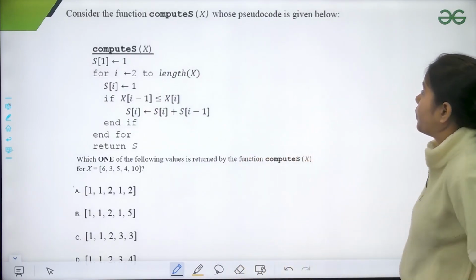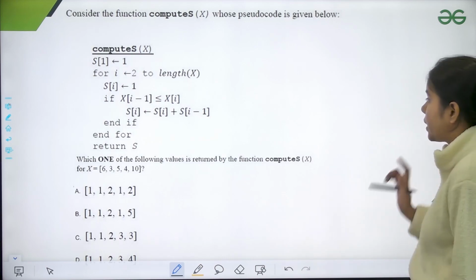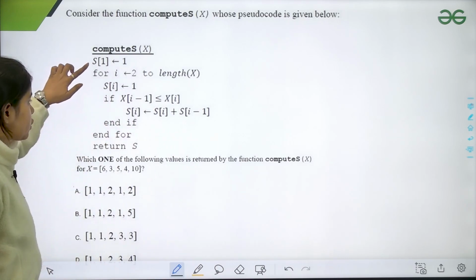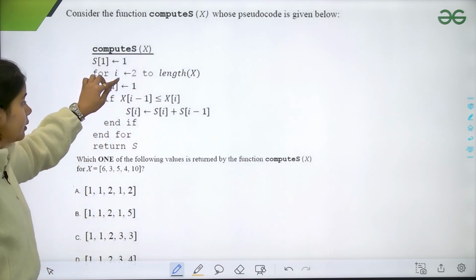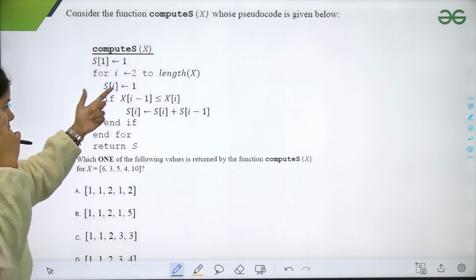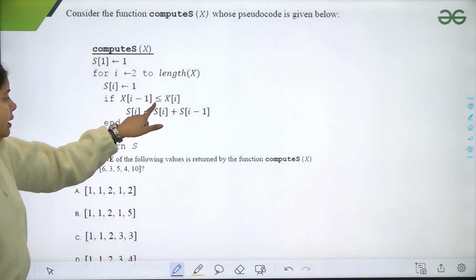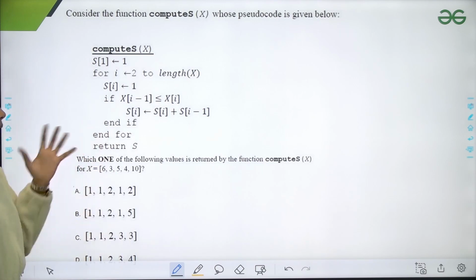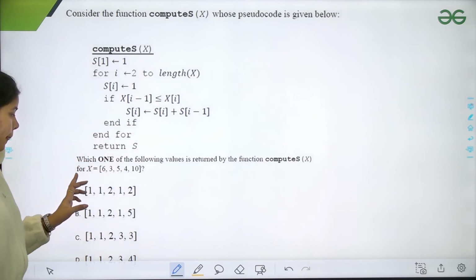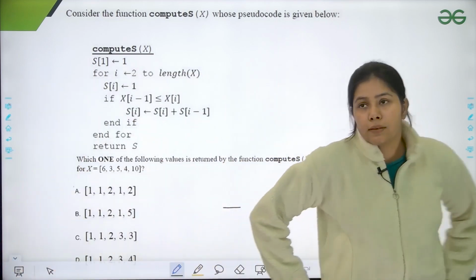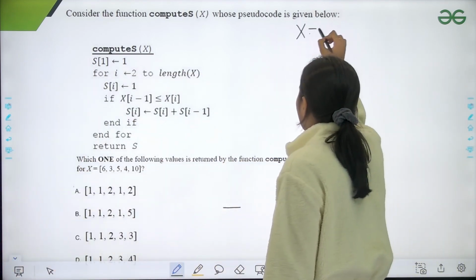Now the next question is: compute S of X, whose pseudocode is given below. This function compute S of X sets S of 1 to 1. For I equals 2 to length X, S of I is 1. If X of I minus 1 is less than X of I, S of I gets replaced with S of I plus S of I minus 1. And then return S. Which one of the following values is returned by the function compute S of X when X is 6, 3, 4, 5, 10?